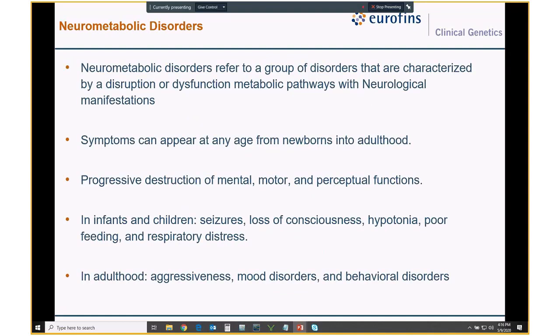Neurometabolic disorders, essentially, involve disruption or dysfunction of metabolic pathways which have a neurological impact. You have a wide range of symptoms, all the way from newborns to adults. You see a decline or deficit in perception, motor and mental skills. You see a lot of overlapping clinical indications such as seizures, hypotonia, poor feeding and respiratory distress in infants and children. And you see aggressive behavior, mood disorders and behavioral disorders.